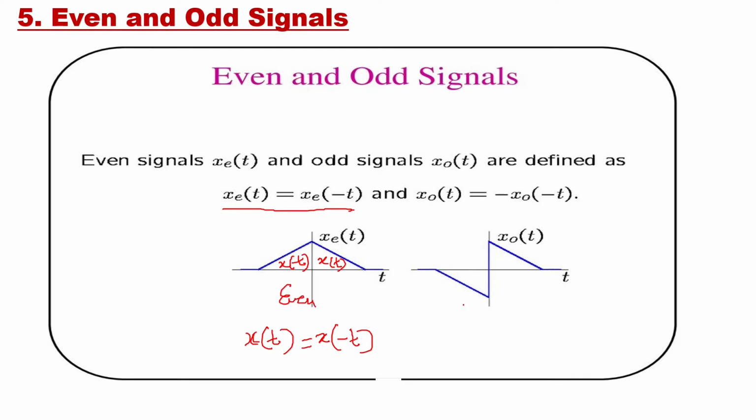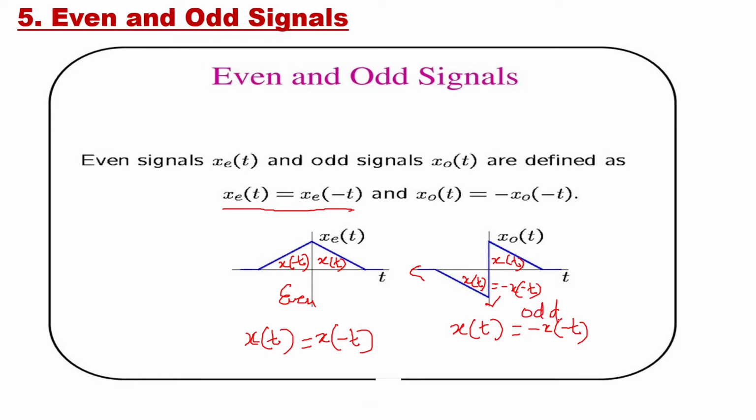Similarly, consider the condition x of t is equal to minus x of minus t. Here you can see this is x of t, and this is minus, this is also minus, so the quadrant itself has both the axes as minus. Then here you can see x of t is equal to minus x of minus t. If this is the signal, then it is an odd signal.